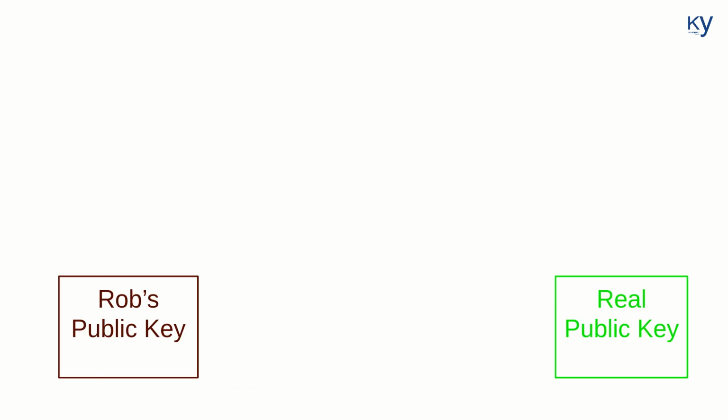So the problem that we are facing is the following. We have two keys now. We have the real public key, which we want to use, and we have the fake public key made by Rob. So how do you differentiate between these two public keys and find out which one is real?